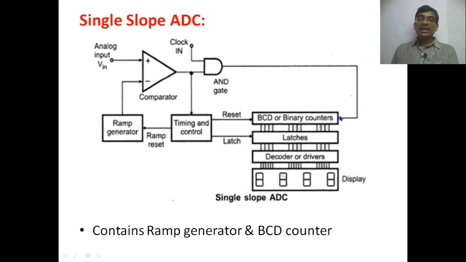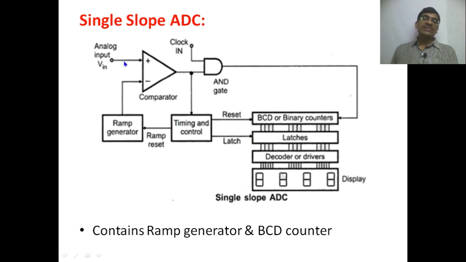This binary or BCD counter will increase the count whenever it receives the clock signal, and this BCD output will be given to the latch, which stores the binary signal. When the latch receives the activation signal, whatever binary code is stored in the latch will be propagated to the decoder. This decoder will convert that signal according to the display device, and then the display will show the result.